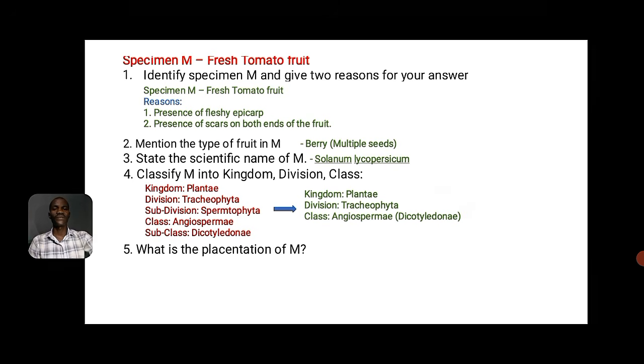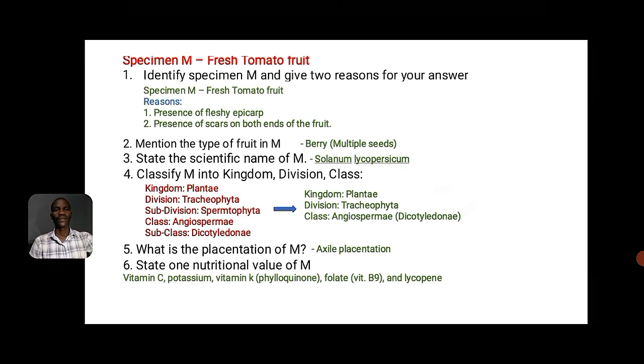What is the placentation of M? Remember, placentation can be defined as the arrangement of the ovules within the ovary of a plant. So the placentation of M is axile placentation. I'm going to explain this when we have the picture. Number 6, state one nutritional value of M. Vitamin C, I have already said that. Vitamin C, potassium, vitamin K, folate, and lycopene.